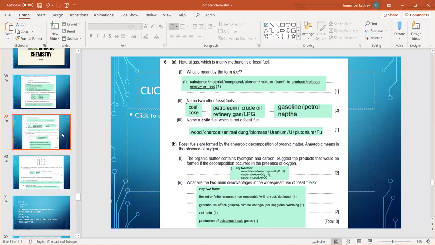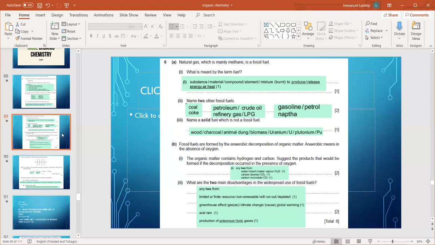Right, if decomposition occurred in the presence of oxygen, you'd have the production of water or steam or water vapor, whichever way you want to look at it. Carbon dioxide and carbon monoxide. So they only ask for 2. Yeah, any two of those would be fine. If you put carbon monoxide, carbon dioxide, or water vapor, any 2 of them would be fine.